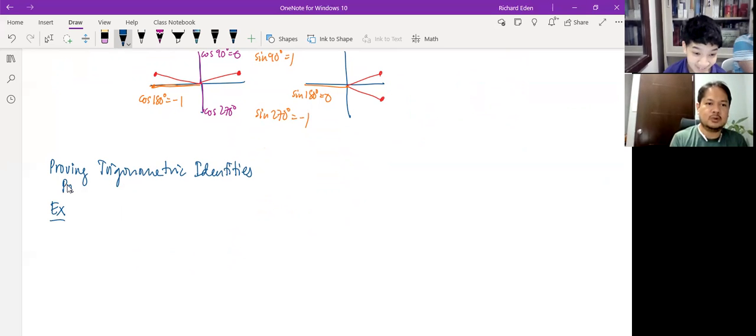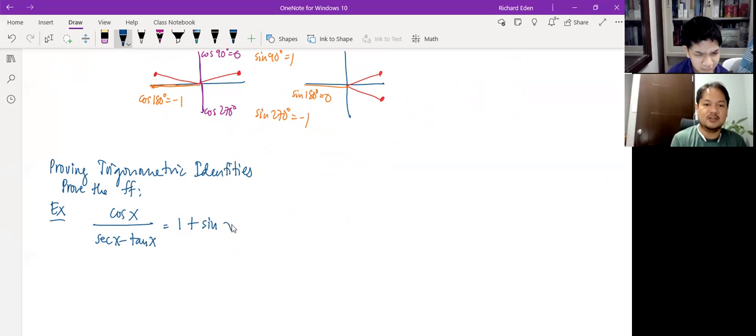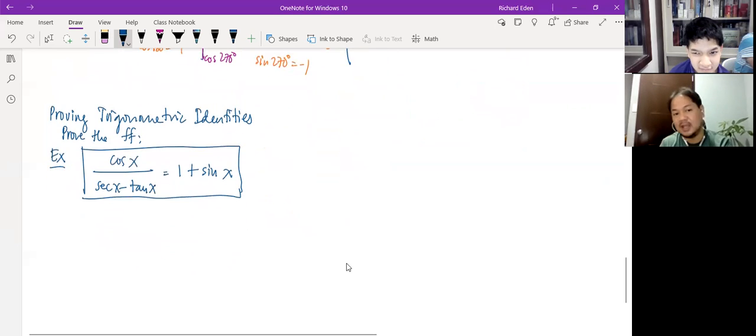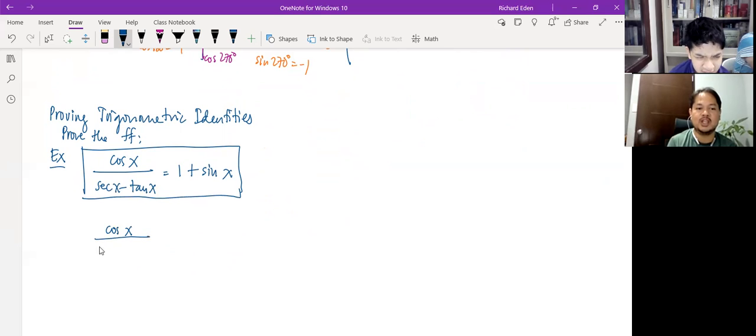Okay. Prove the following. So the first is cosine of x over secant x minus tangent of x equals 1 plus sine of x. Okay, so I'm going to put that inside the box. Now, sometimes it's apparent which of two sides is more complicated. So let's start with that. So that if we start with the seemingly more complicated side, our goal would be to try to simplify it.